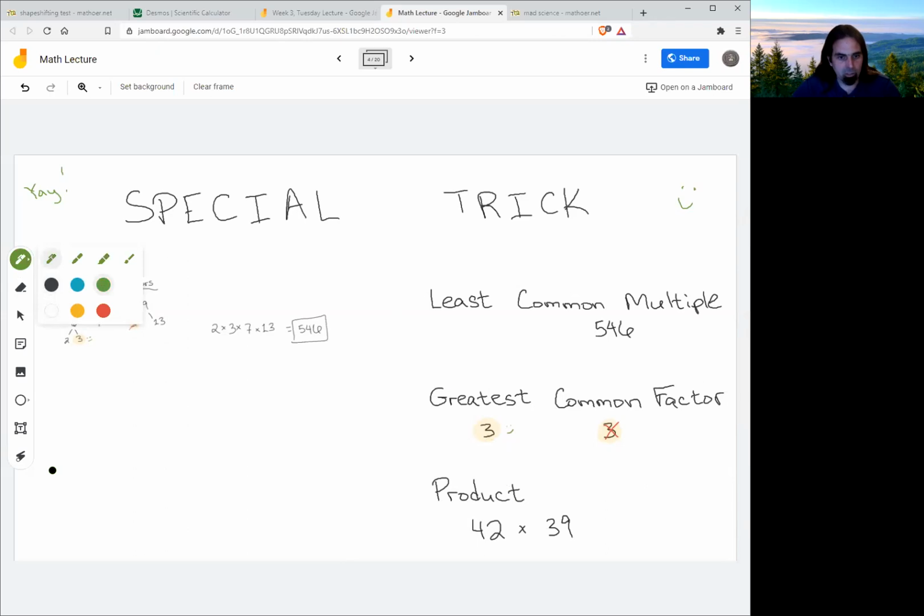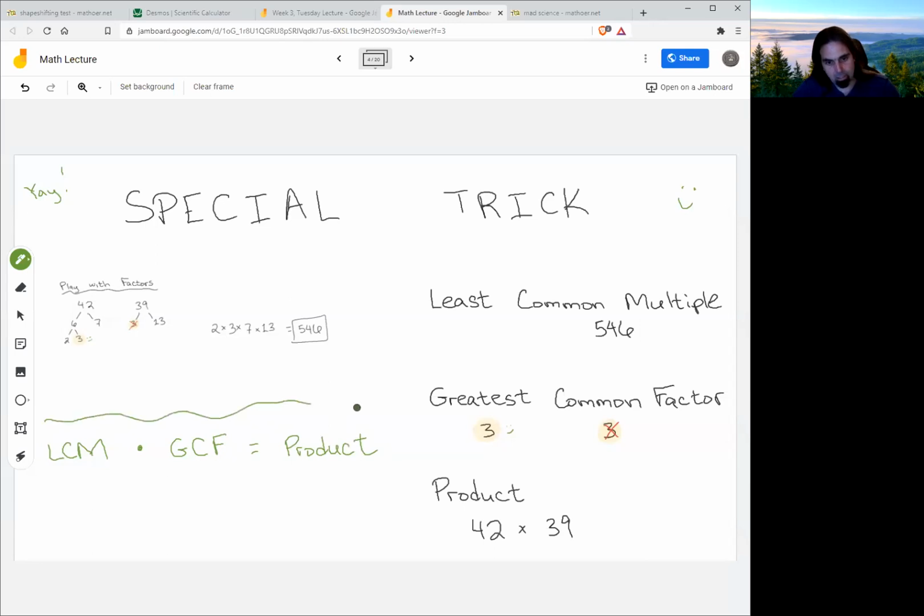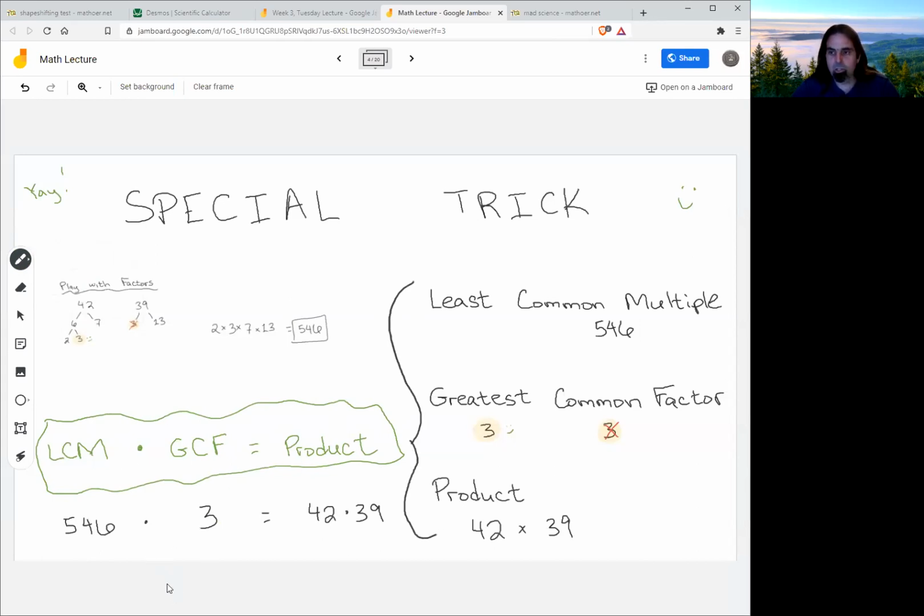Then here is my special trick. My least common multiple, oops, and my pen is acting up, times my greatest common factor equals the product. In this case, 546 times my 3 is 42 times 39. So all 3 of these things fit together in that equation. And we haven't officially got to equations yet, which is why I don't put this in the notes.